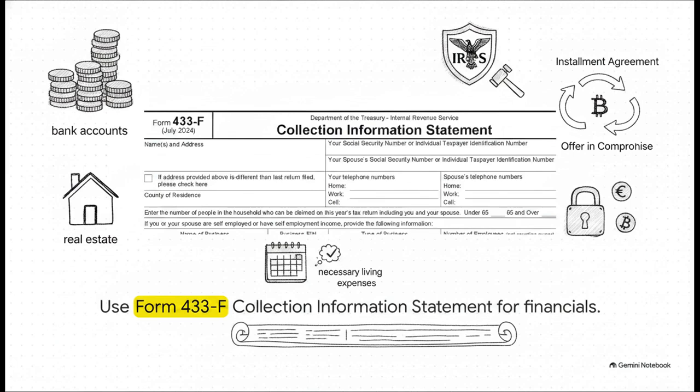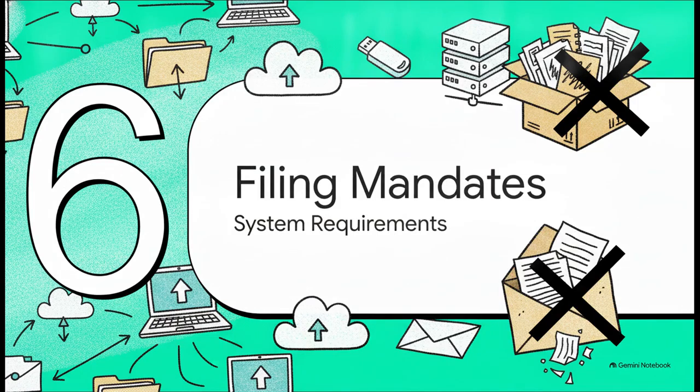You use it to detail every bank account, piece of real estate, digital asset, and necessary living expense. The IRS uses this exact blueprint to figure out if your client qualifies for an installment agreement, penalty abatement, or an offer in compromise. Finally, let's wrap things up with Section 6, Filing and E-File Mandates, covering the system requirements.